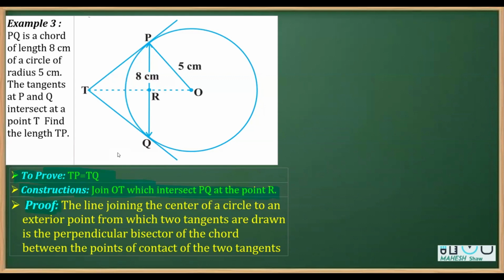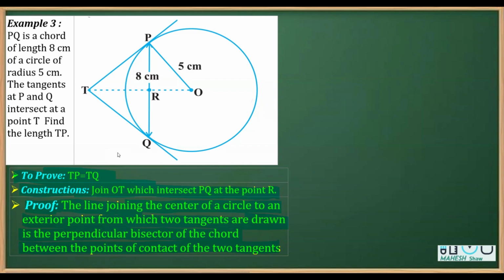So in the proof part, you just need to write down that the line joining the center to the exterior point of the tangent is the perpendicular bisector of the chord made by joining the points of contact. This is what you'll be writing: that the line joining the center of a circle to the exterior point of the tangents is the perpendicular bisector of the chord between the points of contact. If you write this way, you can avoid the working of the question.